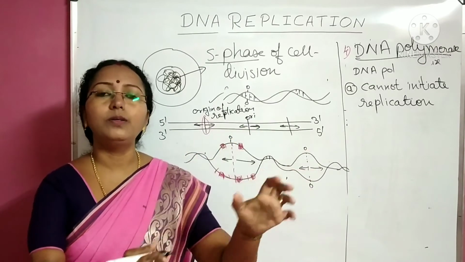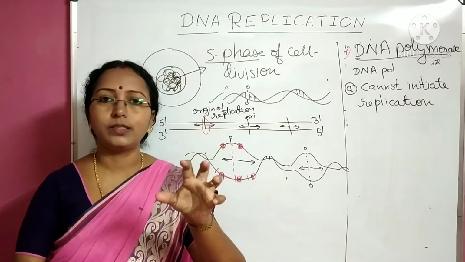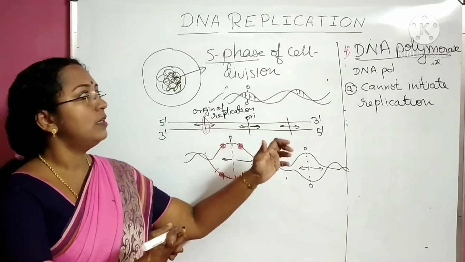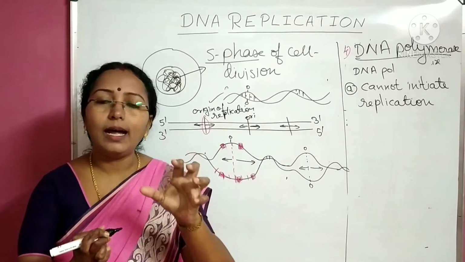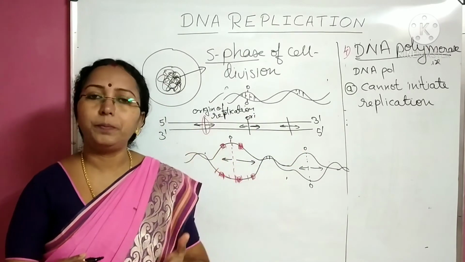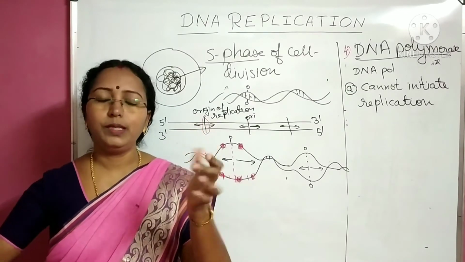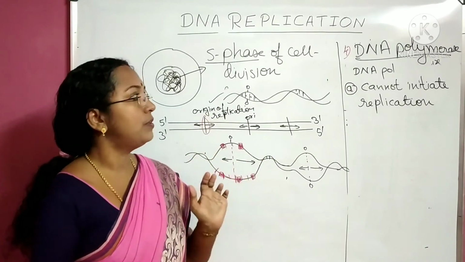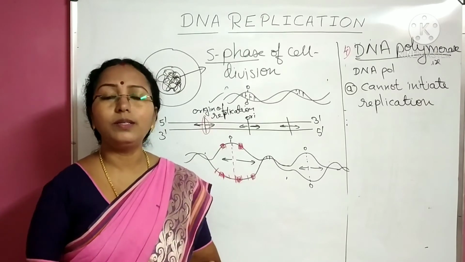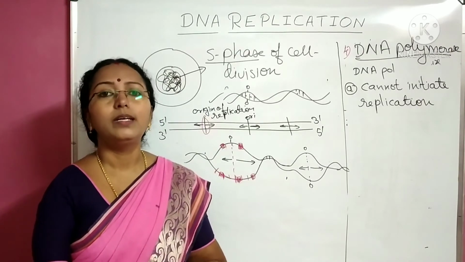But what it cannot do, it cannot add the main thing, that is engine. Same thing here also. DNA polymerase cannot initiate the process of replication. But once the starting is done, it can continue. Why can it not initiate the process of replication?